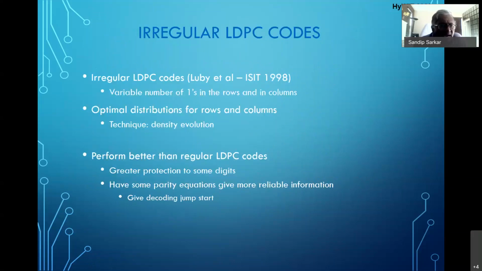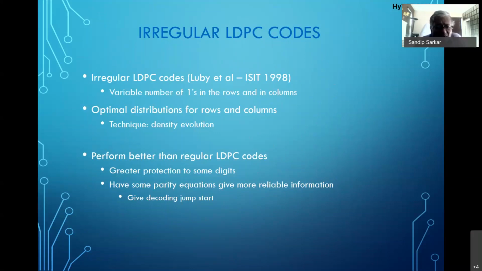Now, irregular LDPC codes were introduced at ISIT 98 in Sorrento, if I remember right, by Luby and others, where there are a variable number of ones in rows and columns. And they did it through a technique known as density evolution. It would take me too much time to go into that, but if you're interested, you can look up this technique.